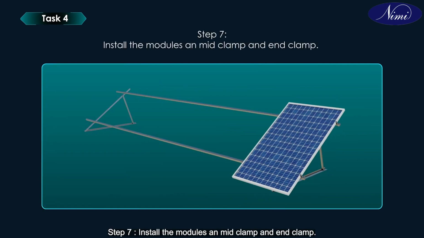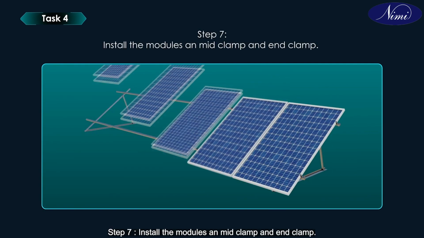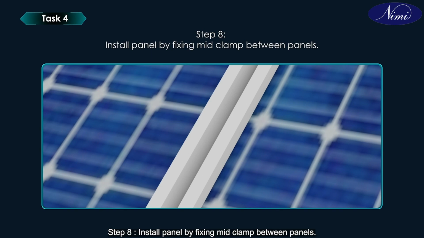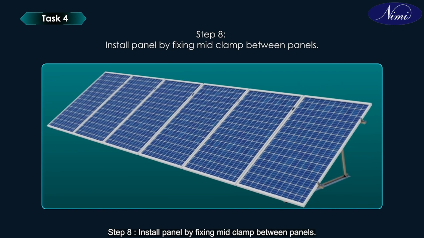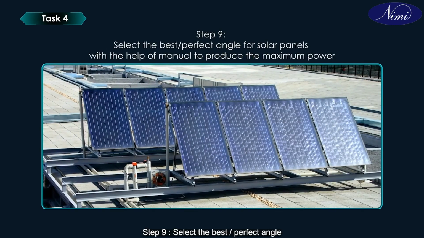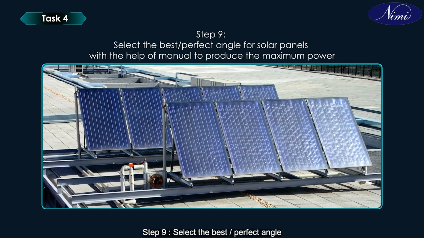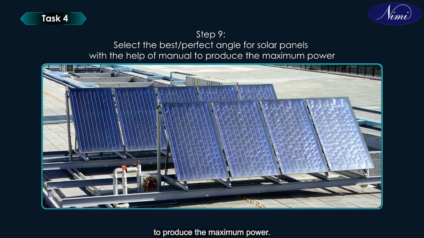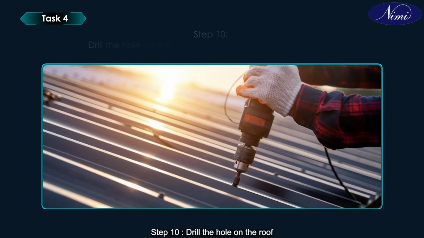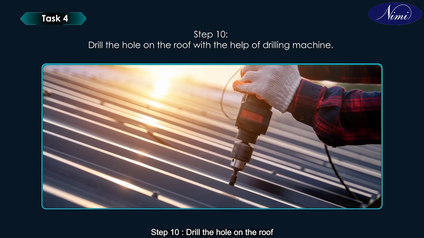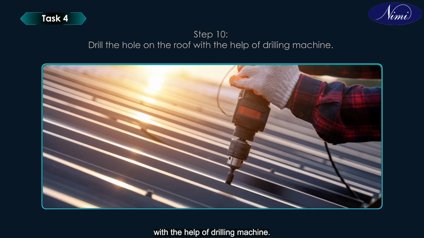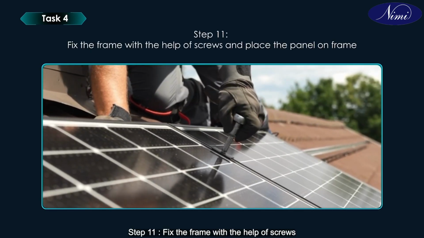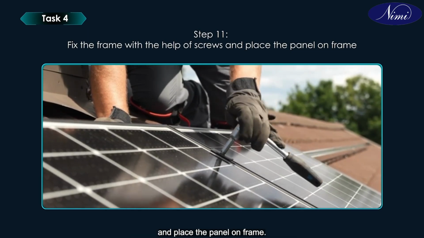Step 7. Install the modules with mid clamp and end clamp. Step 8. Install the panel by fixing the mid clamp between panels. Step 9. Select the best angle for the solar panels with the help of the manual to produce the maximum power. Step 10. Drill the hole on the roof with the help of a drilling machine. Step 11. Fix the frame with the help of screws and place the panel on the frame.